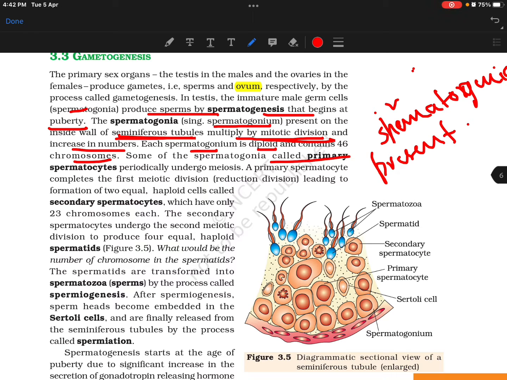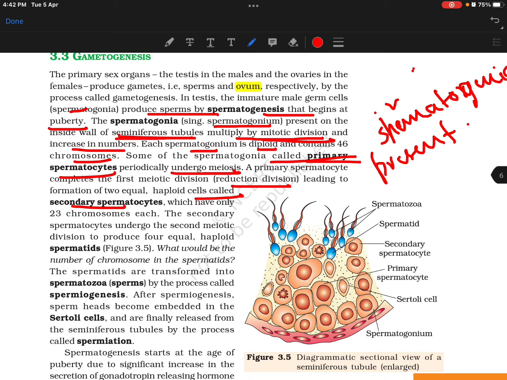Some of the spermatogonia, called the primary spermatocyte, periodically undergo meiosis. There are too many spermatogonia. From there some differentiate and we call them primary spermatocytes, and they periodically undergo meiosis. A primary spermatocyte completes the first meiotic division, that is reductional division, leading to the formation of two equal haploid cells, that is secondary spermatocytes.